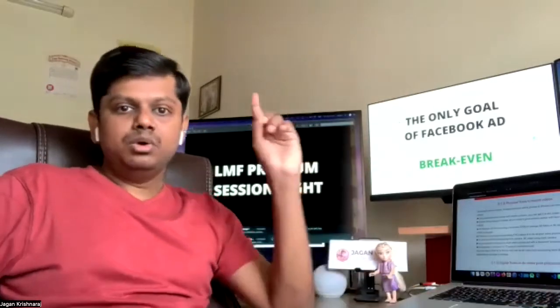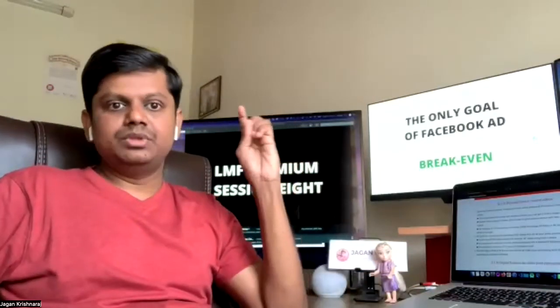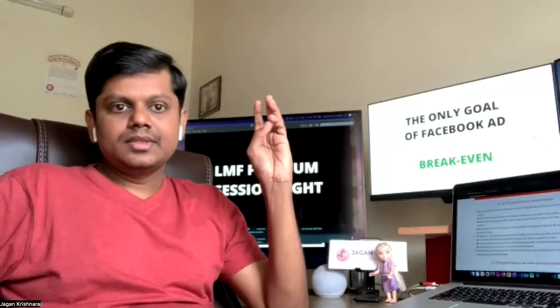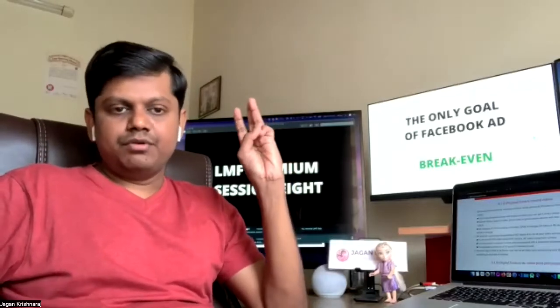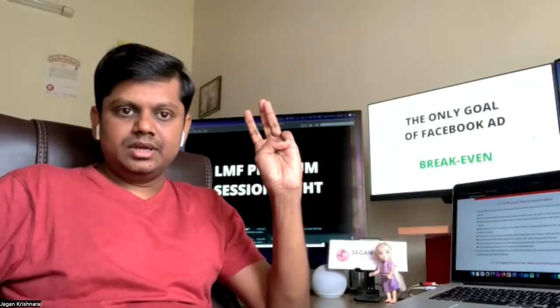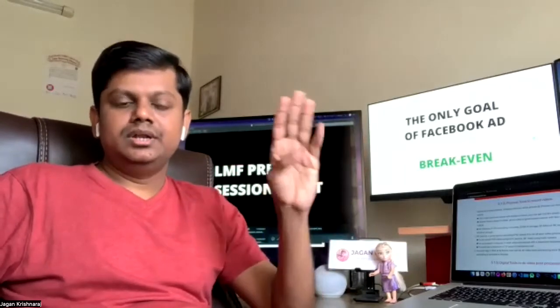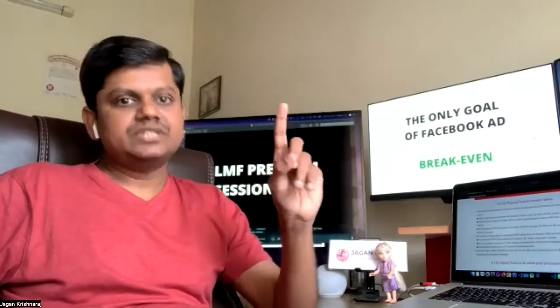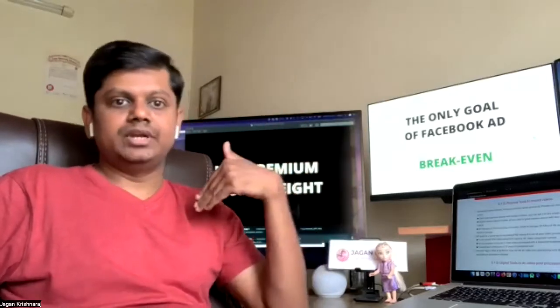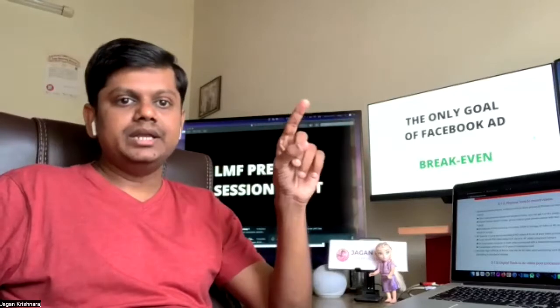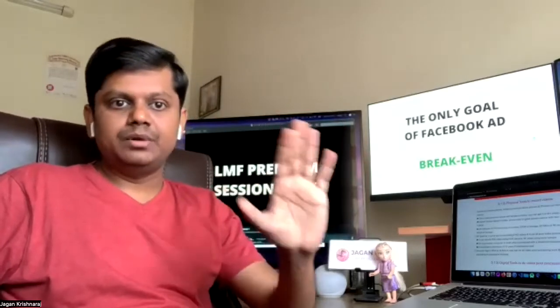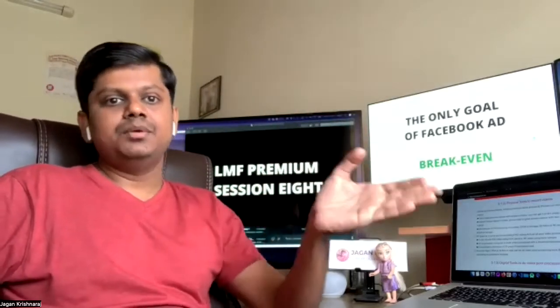The only one goal of a Facebook ad. What is the one goal? To break even. If your product price is 500 rupees, the amount that you pay to Facebook to get one person who pays 500 should be below 500. You can pay up to 499 rupees for a 500 rupee product. It cannot be more than 500.